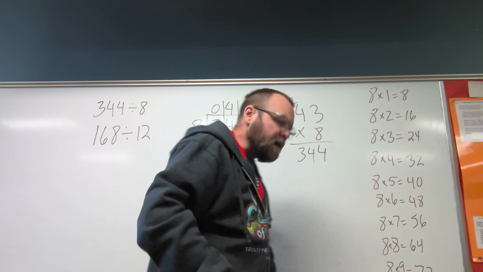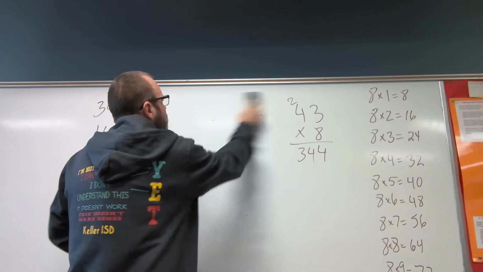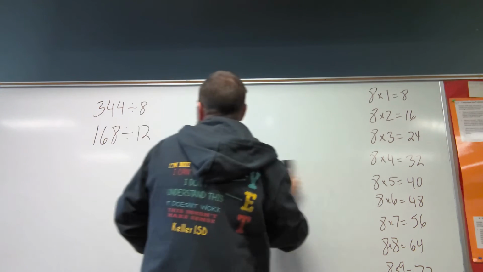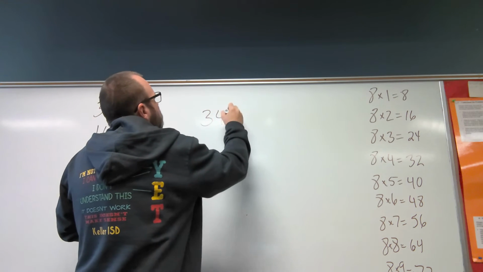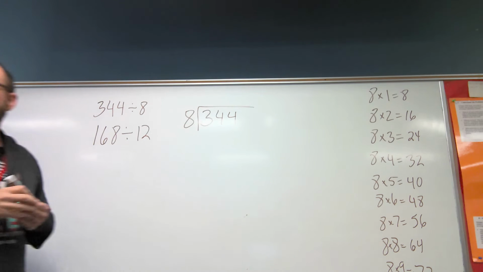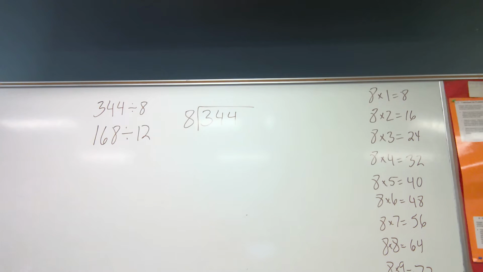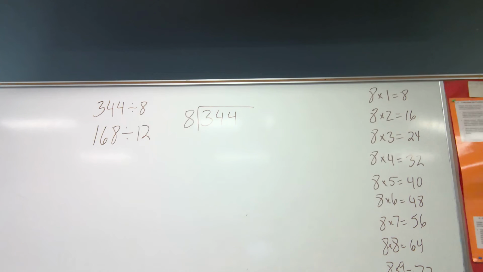But let's look at another way to do a problem similar to this. Let's take this same problem, 344 divided by 8, and I know what my answer was, right? 43. Okay? We're going to do something called the partial product. And this makes your life even easier if you want to do it this way.